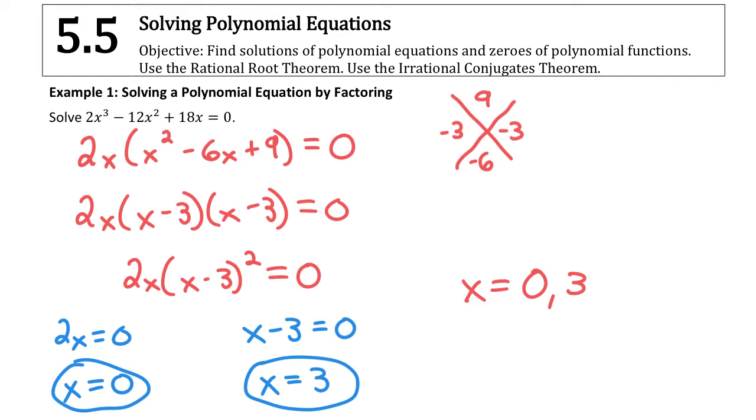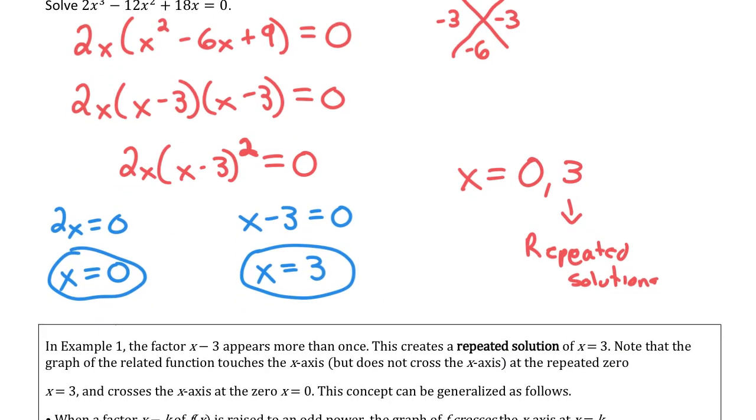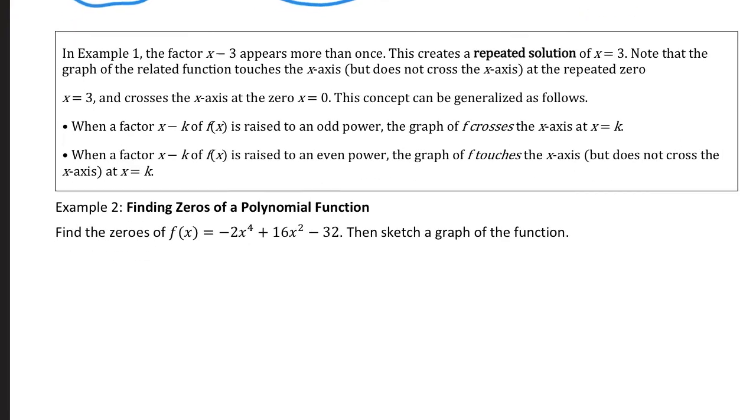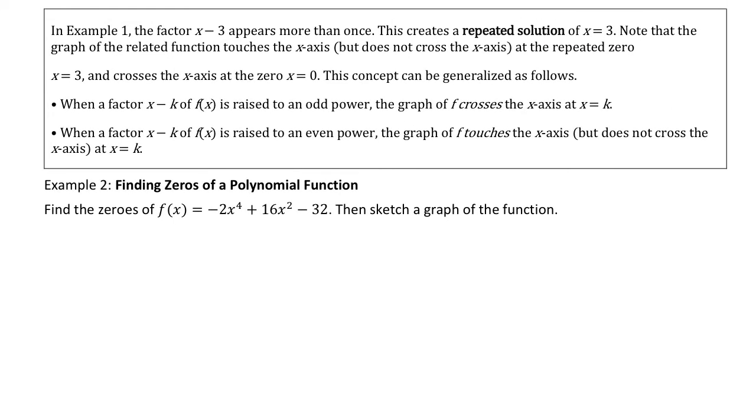And if we notice, if we look at our polynomial, this factor, x minus 3, is being squared. Okay, it's being squared. So we consider 3 what's called a repeated solution. And we talk about how repeated solutions connect to graphs a little later on in this lesson. So if we move down a little bit, in this box I kind of explain that a factor appears more than once. So we call that a repeated solution of 3. And that connection is made when we graph it.